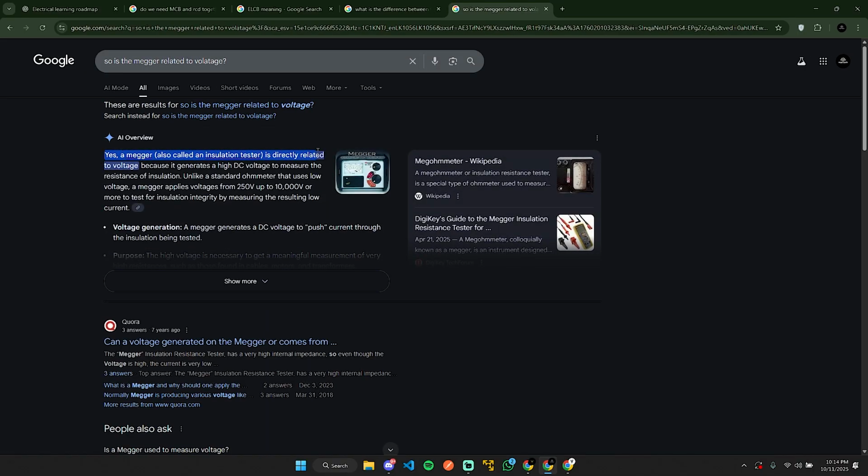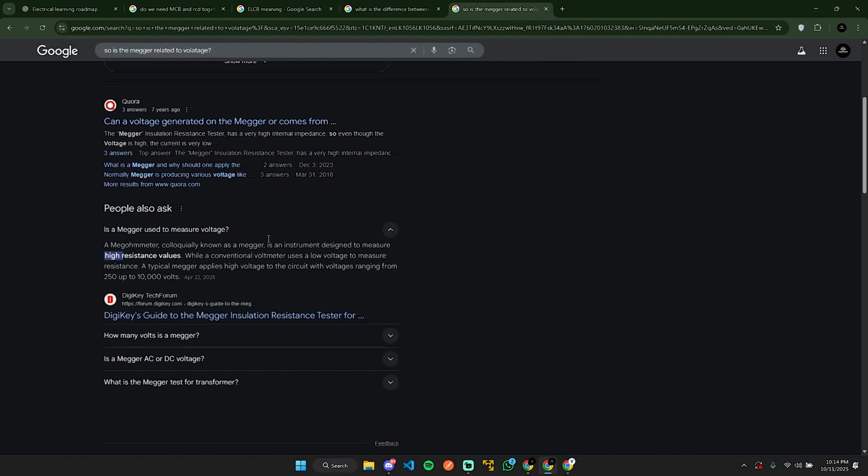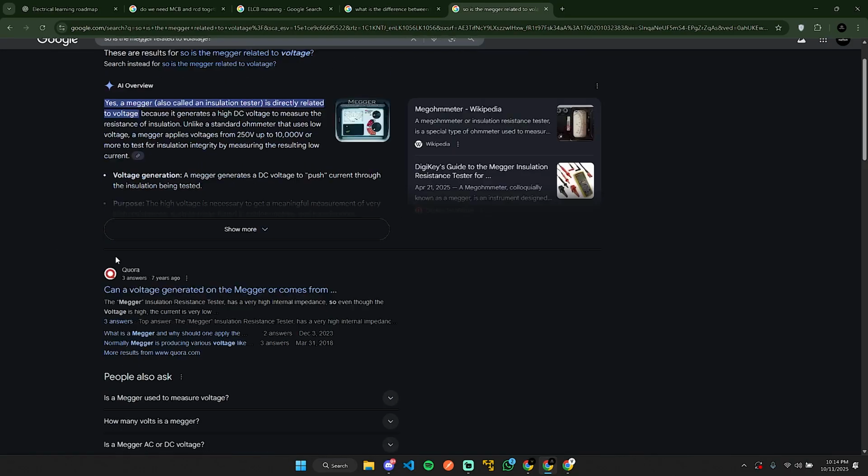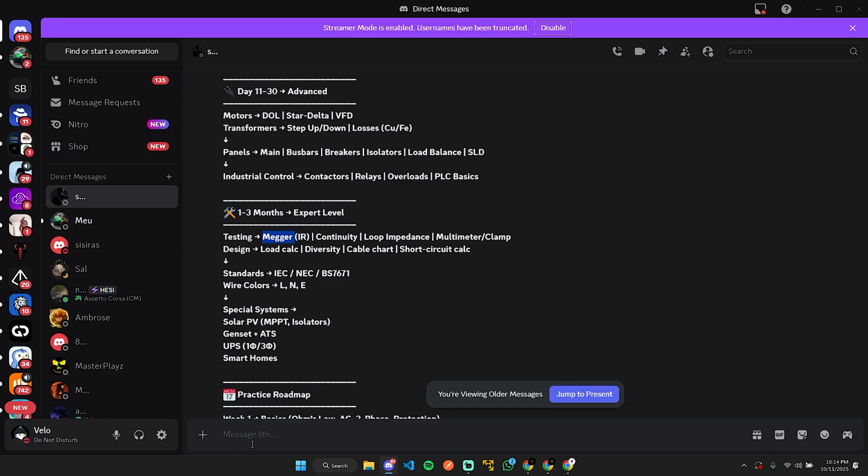Yes, a megger, also called an insulation tester, is directly linked to voltage, because it generates high DC voltage to measure the resistance of insulation. Unlike a standard ohmmeter that uses low voltage, a megger applies voltage from 250 volts up to 10,000 volts or more to test insulation integrity by measuring the resulting low current. Right, interesting.